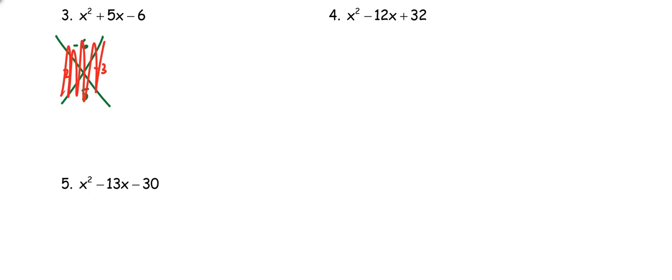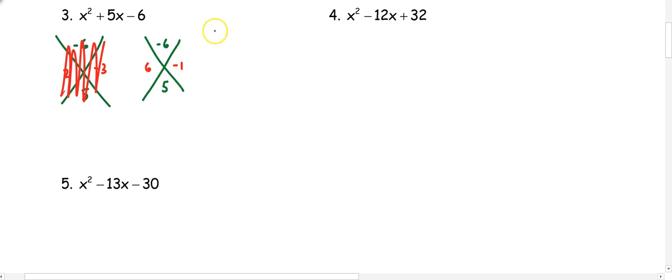So I need something else that multiplies to negative 6 and adds to 5, which would be 6 and 1. So I'm going to use positive 6 and negative 1 because I'm adding to a positive number. So when I multiply, those get me negative 6 and add to 5. So my factors would be x plus 6 and x minus 1.